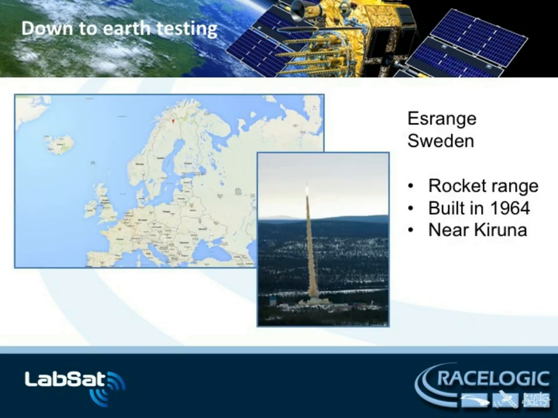SSC use the Esrange launch facility just outside Kiruna in northern Sweden to launch their balloons and their rockets. They're in the middle of a large, sparsely populated landmass, which makes recovery of their products much easier and reduces the chances of landing in the sea. Their Maxus 8 rocket regularly reaches altitudes of 700 kilometers, which is enough to put a low Earth orbit satellite into position, such as an Earth observation satellite.